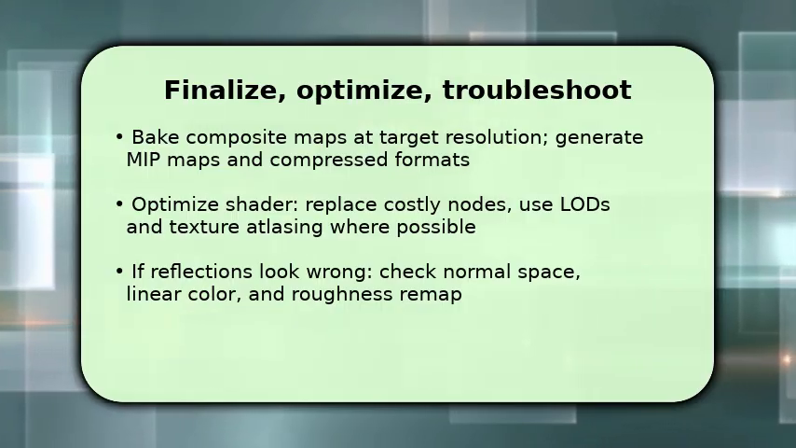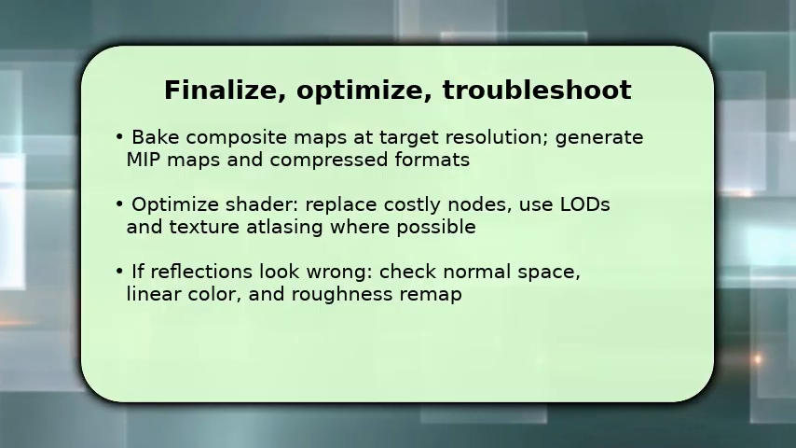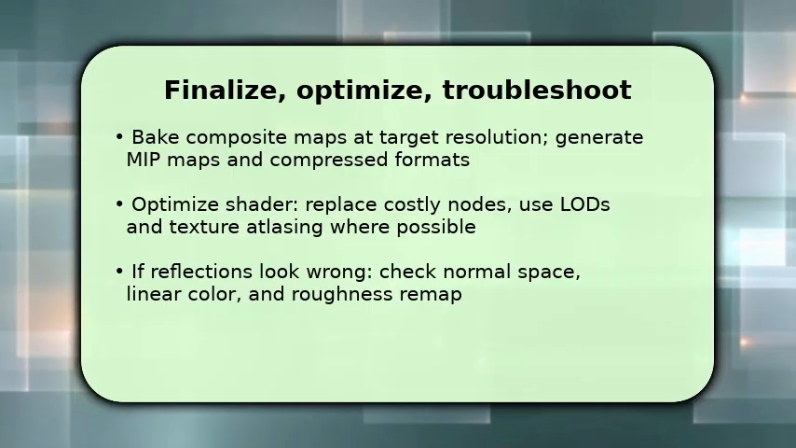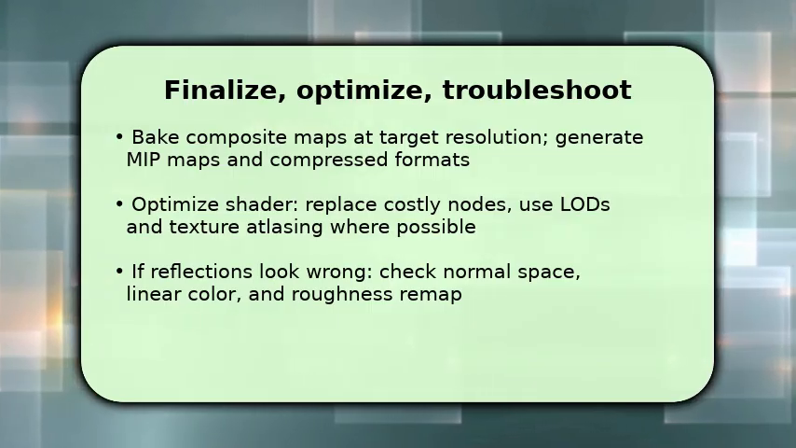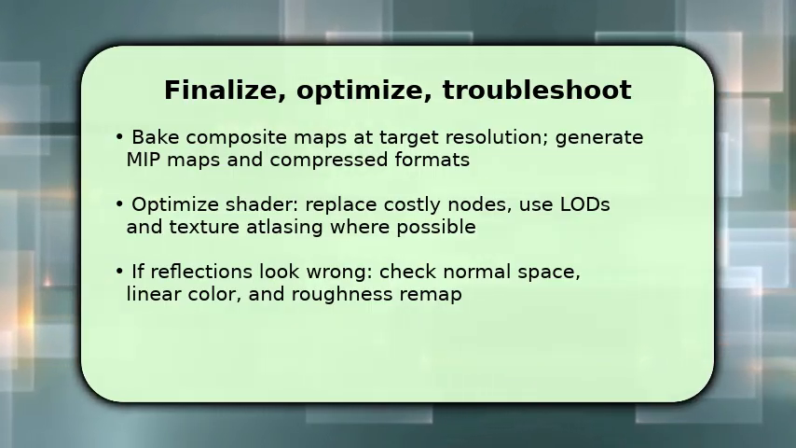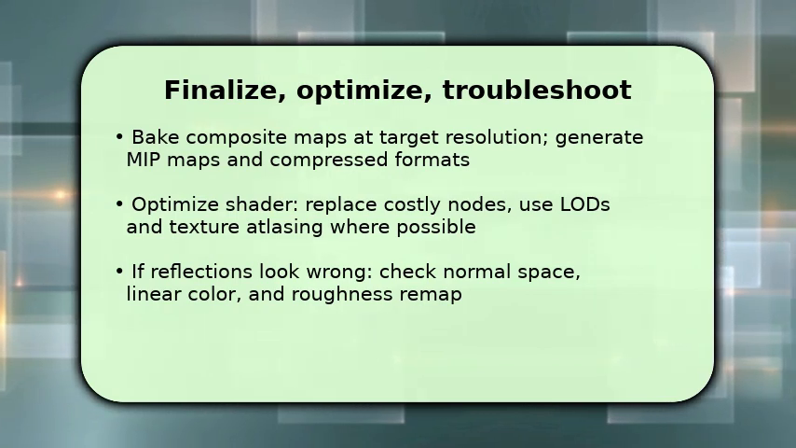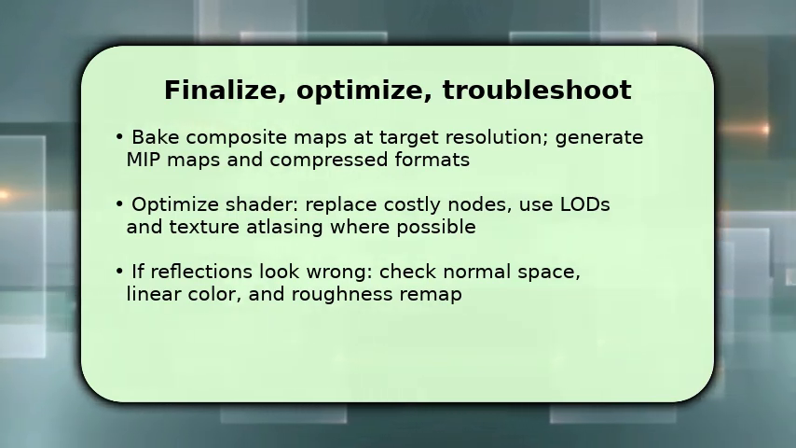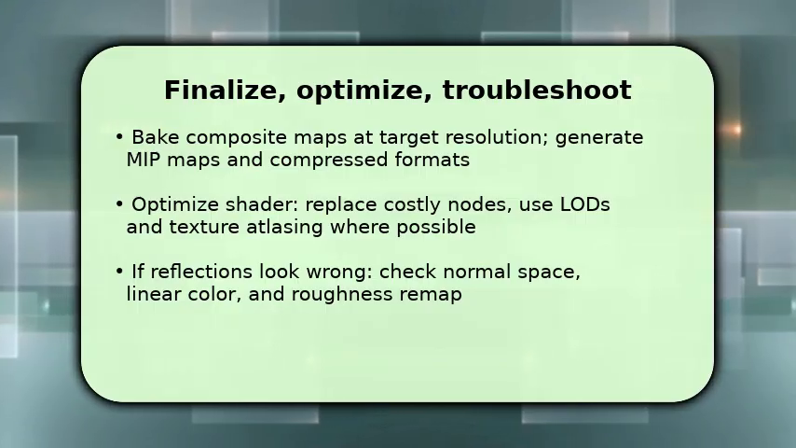Test under multiple lighting environments. Make small tweaks to roughness and IOR to match reference. If reflections appear too sharp or too dull, check your normal map space. Confirm textures, use linear versus sRGB correctly, and revisit roughness remap levels. Those 3 issues solve most PBR appearance problems.